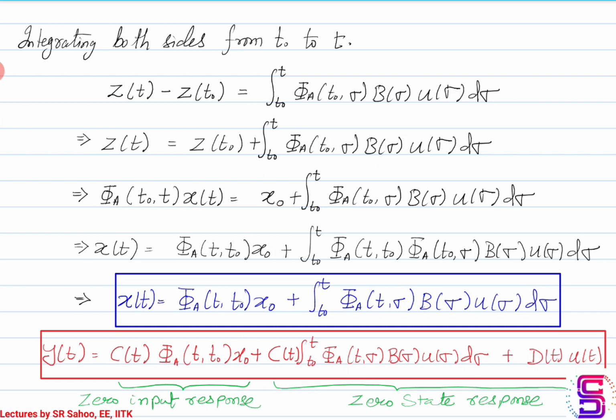So this is the relationship between the input and the initial condition of a system to that of its output y(t). This holds in general for linear systems, whether time varying or time invariant. In case it is time invariant, instead of Φ_A(t, t0), you can substitute the exponential e^(A(t - t0)), and similarly for Φ_A(t, σ), you can substitute e^(A(t - σ)). So this is what we have as the final solution.